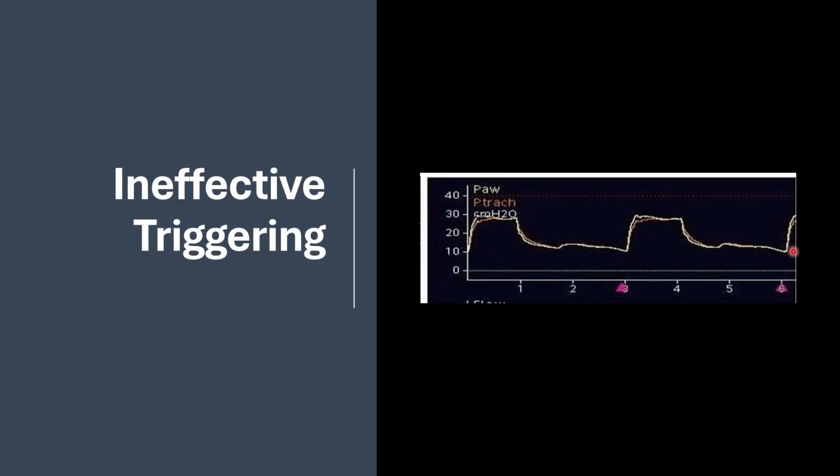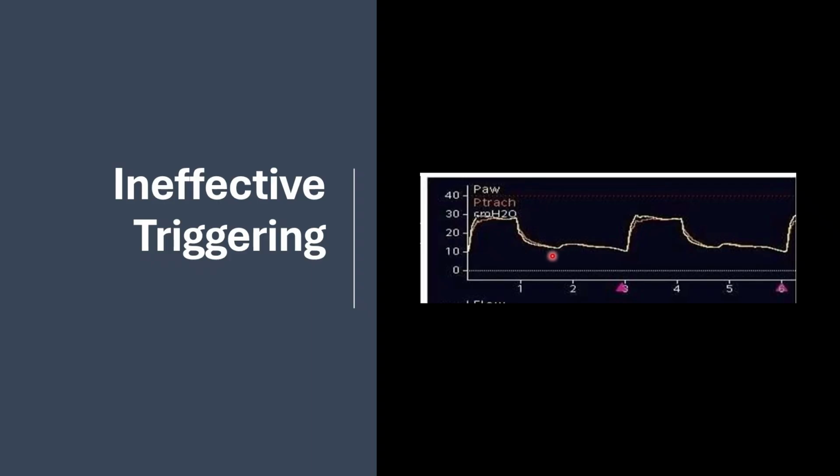Can you see dips here? Okay, dips before the elevation. So this is your ineffective triggering. So what is a trigger? Trigger means the patient creates a negative pressure. Okay, and this negative pressure is sensed by the ventilator, and the ventilator provides a full breath. As you can see here, in this part there is some negative pressure, and then the ventilator provides a full breath. But here there is some negative pressure, but the ventilator is not triggered. So this is called ineffective triggering.